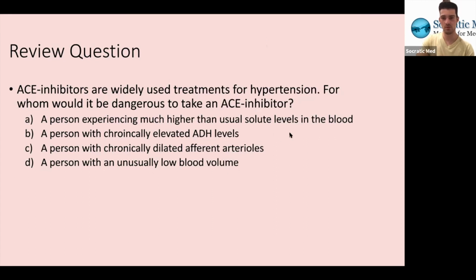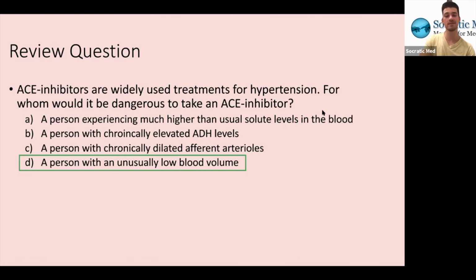Nice. Okay, so 13% of you said A, nobody said B, 25% of you said C, 50% of you said D, and 13% of you said I have no idea. So the correct answer is in fact D. ACE inhibitors are widely used treatments for hypertension. For whom would it be dangerous to take an ACE inhibitor?